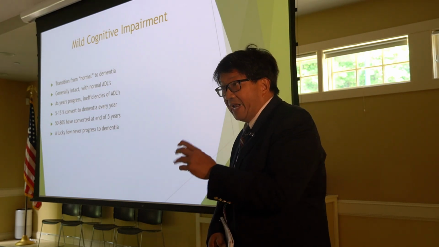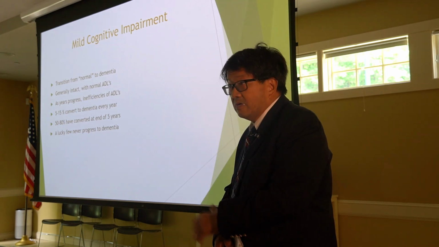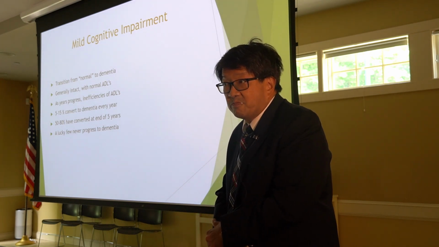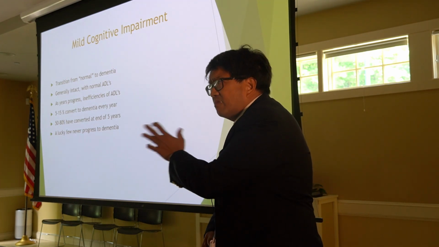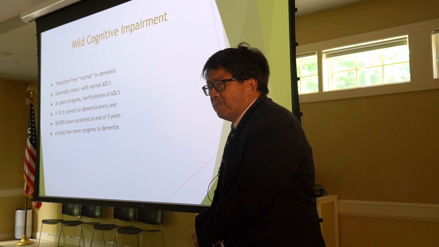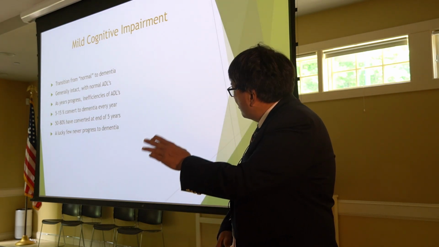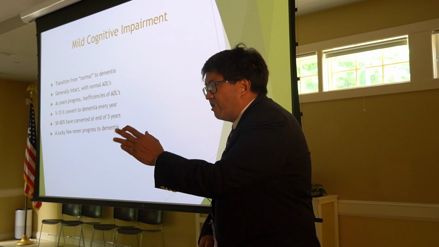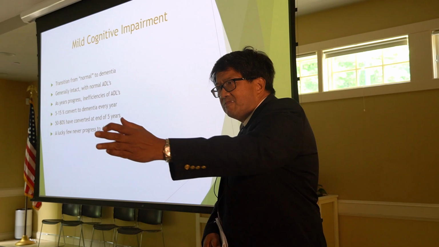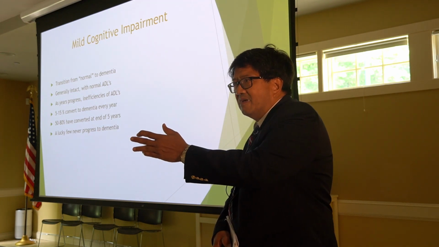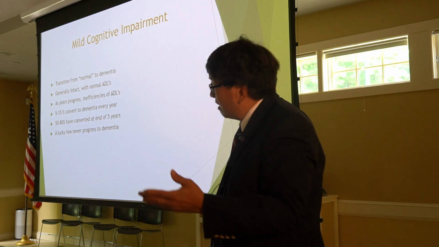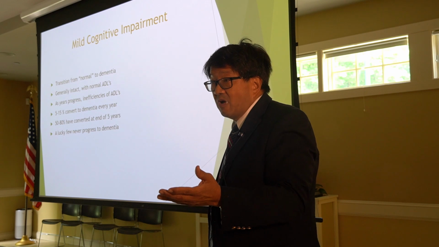But some people, and I have a couple of people that I follow, do not progress to Alzheimer's, but they're few and far between. It can take as much as 5 years. But most people, if you follow them, will convert at a rate of about 10 or 15% a year. So when you push that out to 5 years, more than 75 or 80%, after you test them again, have progressed to Alzheimer's disease.